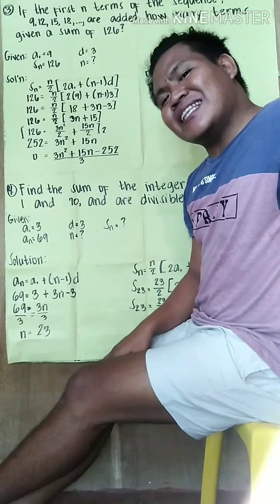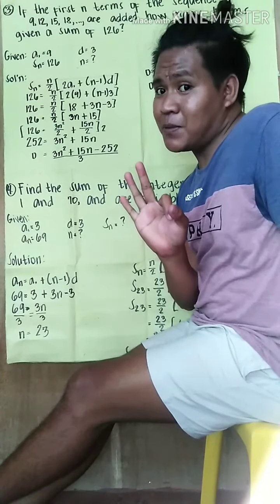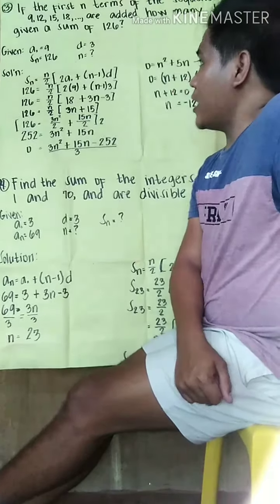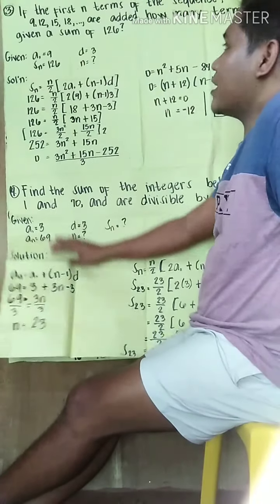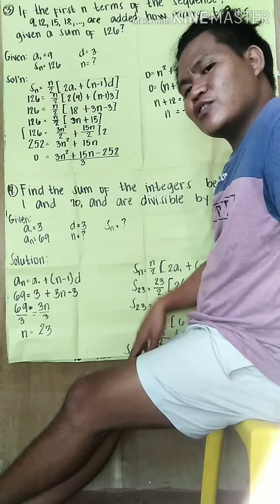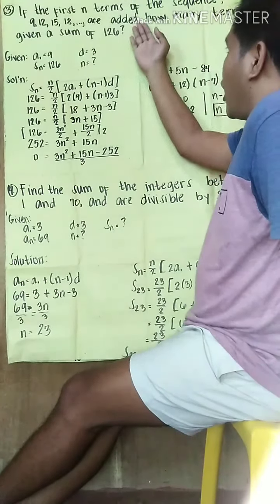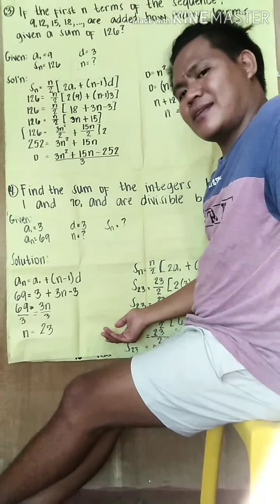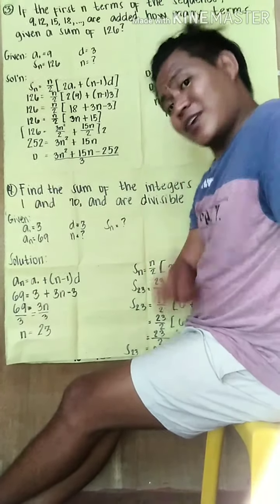Okay, so we will now proceed to our third example. For our third example, we have the problem: if the first n terms of the given sequence, 9, 12, 15, 18, and so on and so forth, are added, how many terms give a sum of 126? Don't forget to write the given.